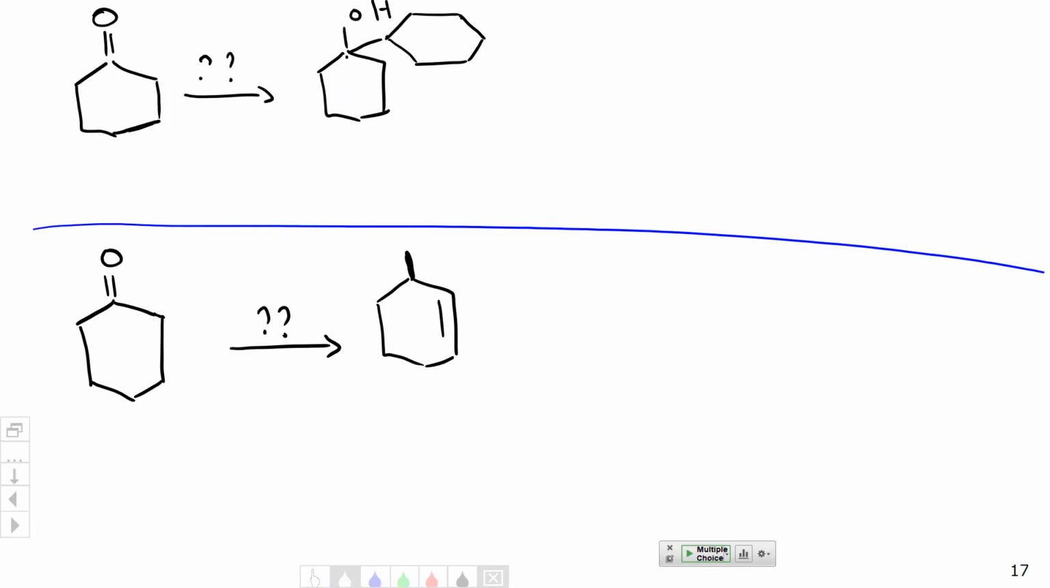These are much easier than the one before. So how to get from this one to this one, and from this one to this one.